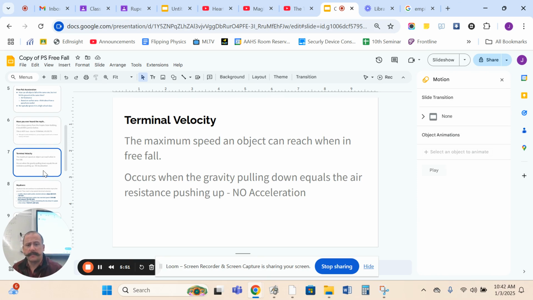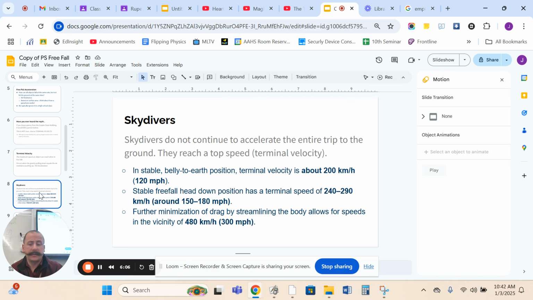That is the maximum speed that an object can reach while in free fall. That occurs when gravity pulling down equals the air resistance pushing back up. And if there's no acceleration, that means we're going to fall at a constant speed. Now, if you ever happen to go skydiving, skydivers don't accelerate the entire time to the ground. They will reach their own top speed, or terminal velocity.